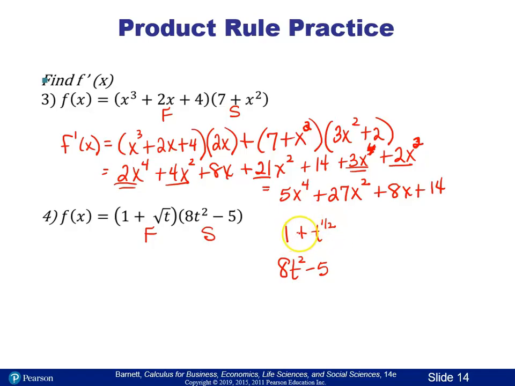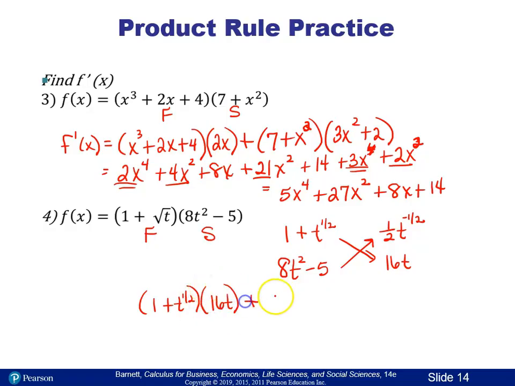So if I look just specifically at this derivative, the derivative of 1 is 0. The derivative here is going to be 1/2 t to the negative 1/2. And then the derivative here would be 16t. So we're going to multiply this way and then multiply this way. So we'll have the first times the derivative of the second plus the second function times the derivative of the first. And I'm really not that concerned about a lot of simplification here.